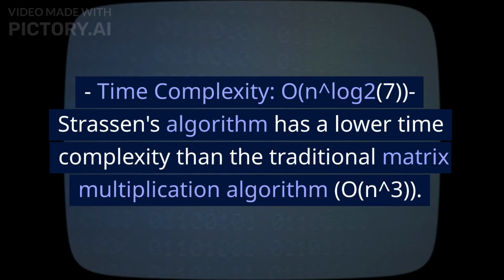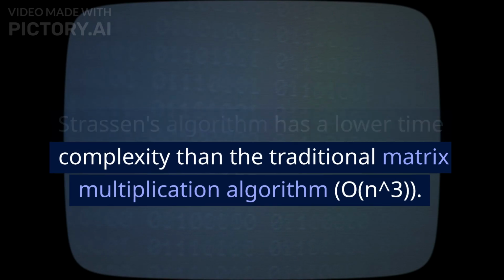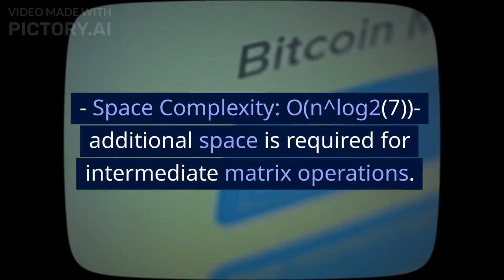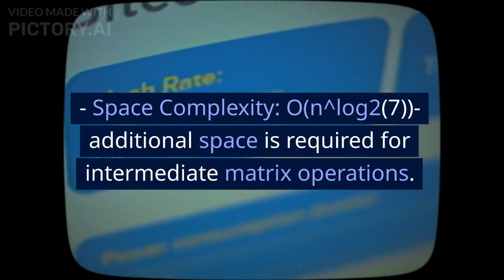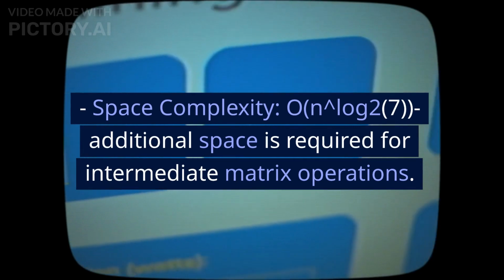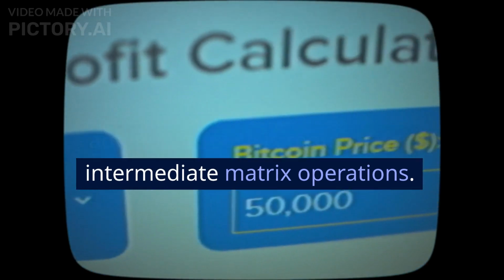Time complexity, O(n^log2 7). Strassen's algorithm has a lower time complexity than the traditional matrix multiplication algorithm, O(n cubed). Space complexity, O(n^log2 7). Additional space is required for intermediate matrix operations.